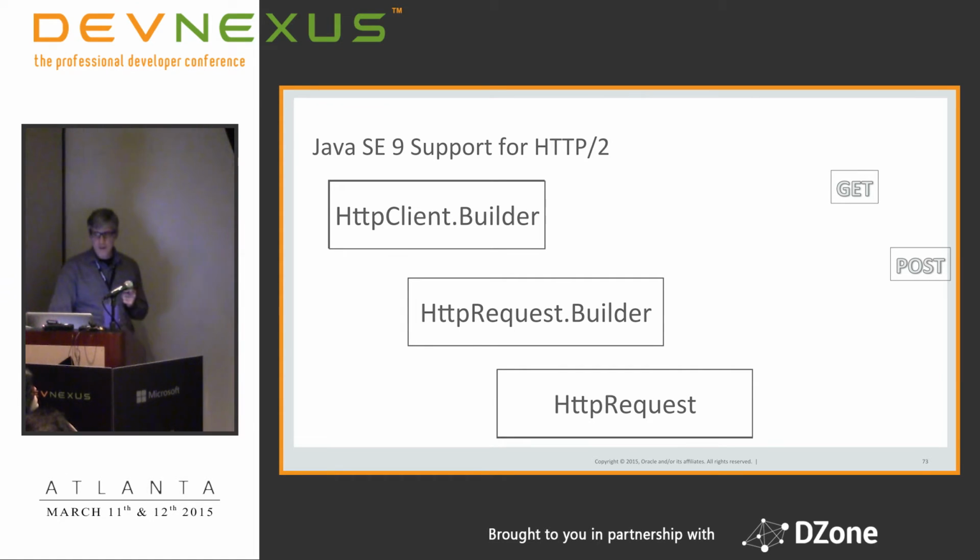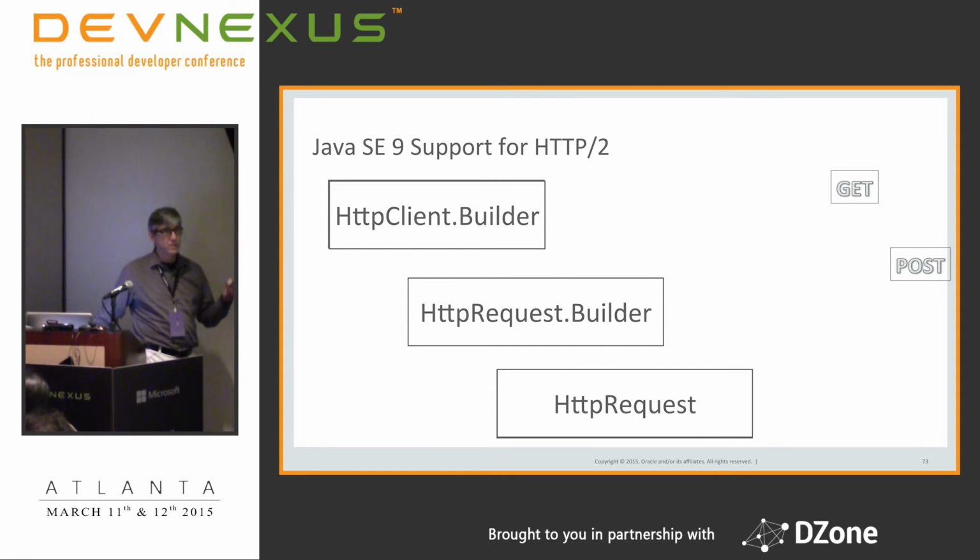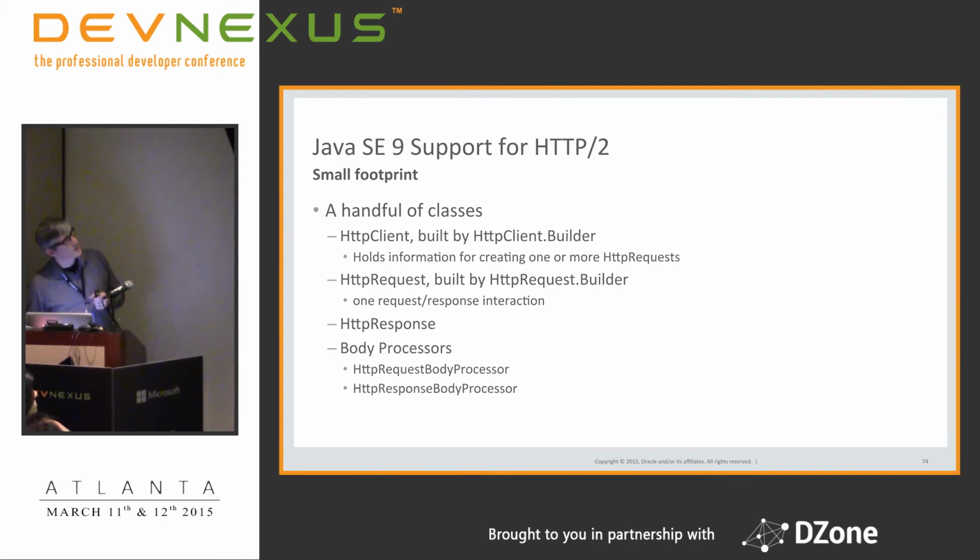Okay, the deal is you have this HttpClient.Builder. They're using the builder idiom quite heavily. The HttpClient builder produces an HttpClient, and the HttpClient is the thing that produces one or more requests. But it does so first by producing a request builder, and then you use the request builder to produce your multiple requests coming out of that. So here's one for GET, and then it produces another one for POST, and so on. So it's just a handful of classes.